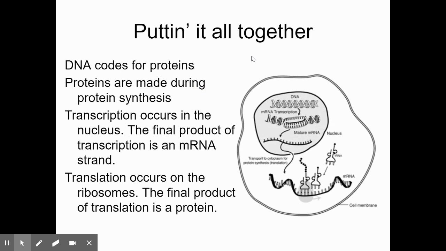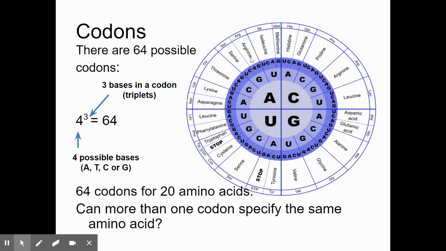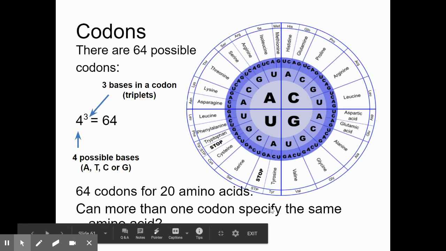Now, if we put this all together, we know proteins are going to be made during synthesis. Transcription occurs in our nucleus. It's going to go from DNA to RNA. Translation occurs in the ribosome, found in the cytoplasm, and the final product of that is going to be a protein. Now, some important things to take away. Remember, there's only 20 naturally occurring amino acids that we find on Earth, and there are actually 64 possible codons that can code for all of those amino acids. So more than one codon can actually specify the same amino acid.